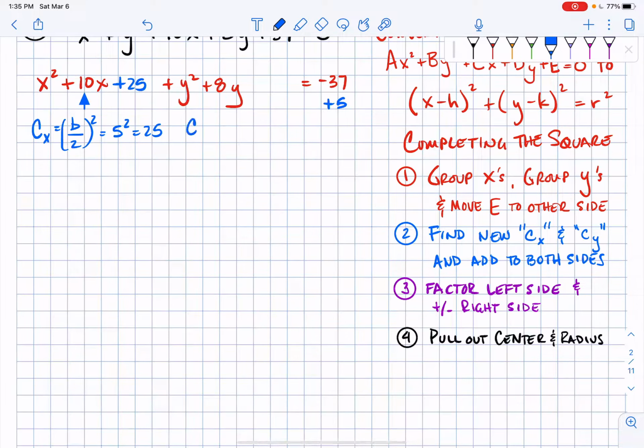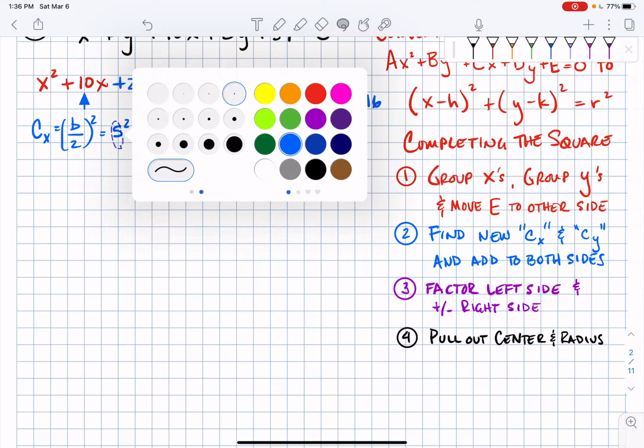Then I got to find my c sub y, and that's going to be based on this here. All right, so that is going to be the same thing, b divided by 2 squared, which is going to be 4 squared, which is equal to 16. Okay, so I got to add 16 on this side, and I have to add 16 on this side. All right. So now, the part that you guys need to remember, I always tell you guys to do the work here, because this piece is kind of important.